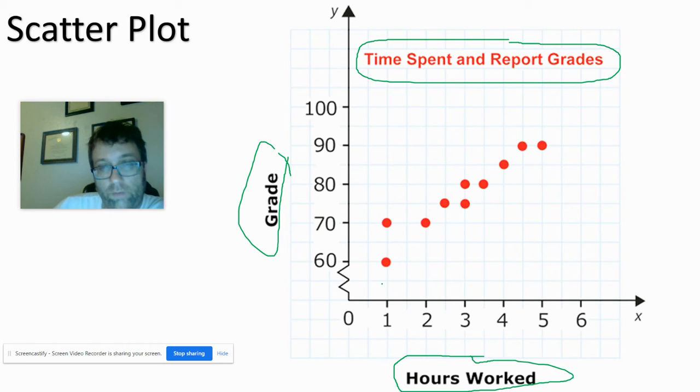The way you read this is, I'm going to go by this first dot right here. So if I go to this student and I want to ask what grade did they get, I would simply go this direction. They got a 60. If I ask you how long did they spend working on that assignment, they spent 1 hour.